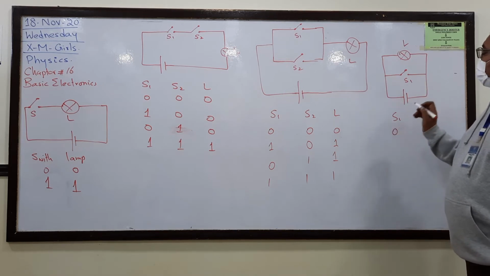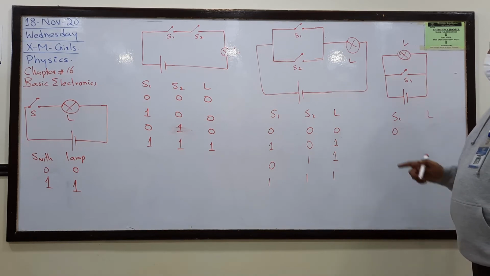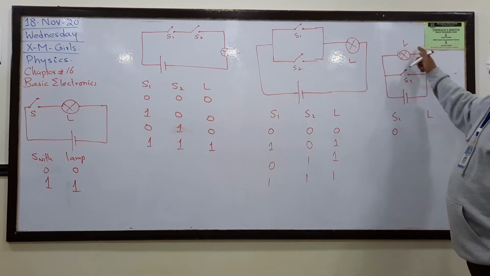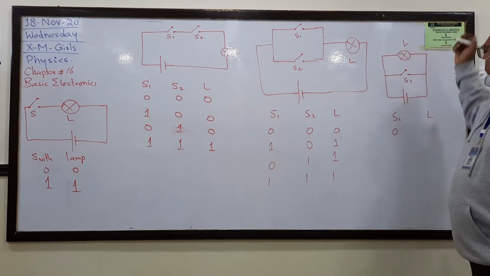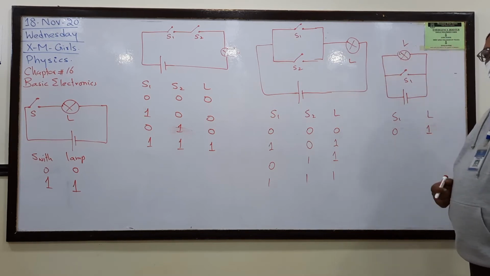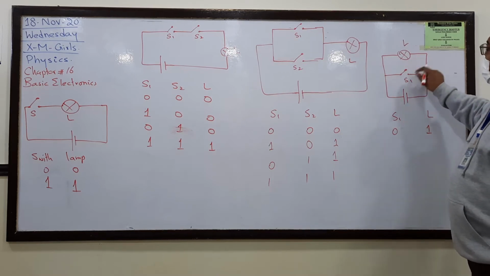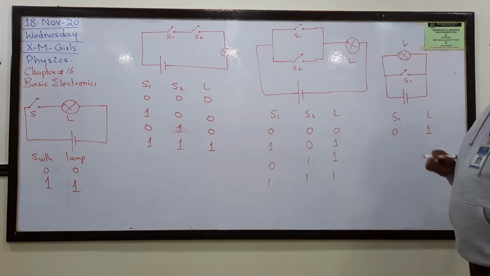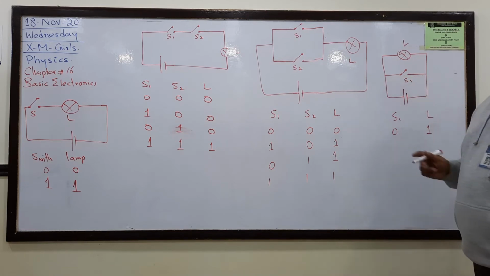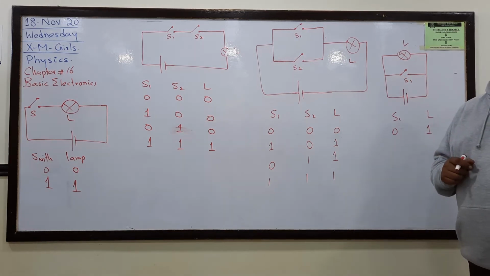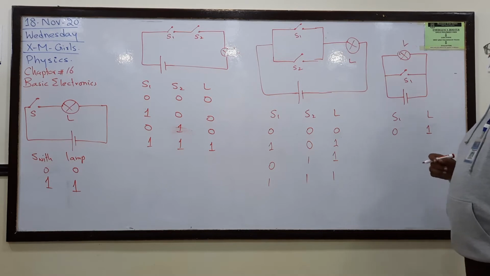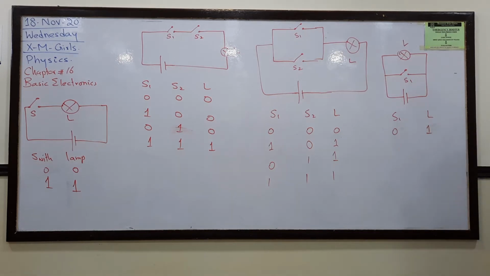If this switch is open, the current will flow through the lamp, come back, so the lamp will be on. If you close it, this path will have less resistance. The current likes that path which has less resistance.